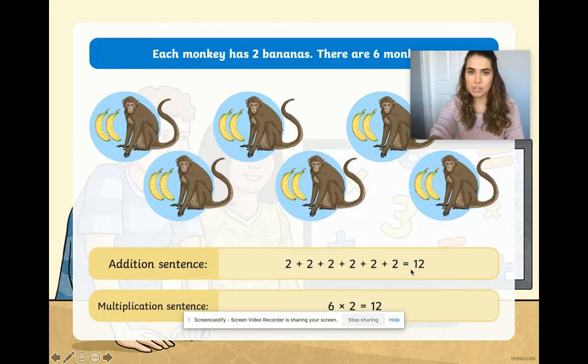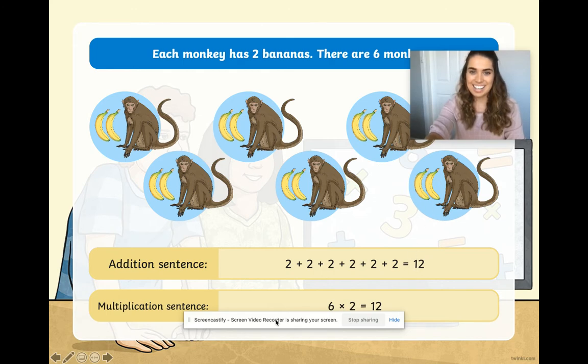And remember, I can use my skip counting by 2 to help me check. In maths, it's always important to check your work. 2, 4, 6, 8, 10, 12. Did I get it right?